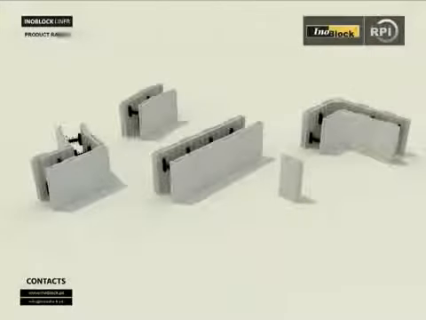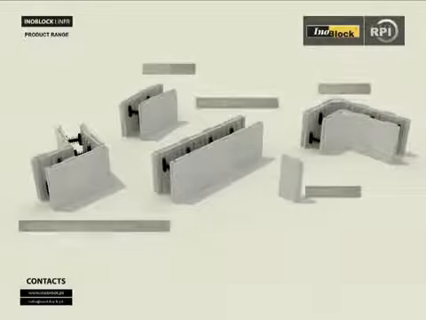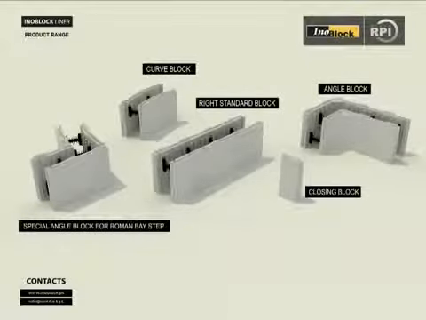In oblique blocks. Blocks in high-density polystyrene, 30 kg per square meter, used for the construction of reinforced concrete pools with insulation inside and outside.